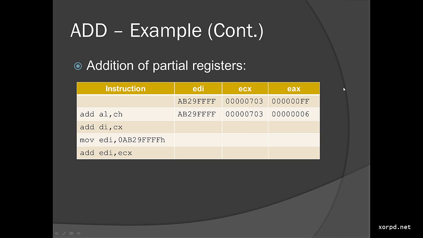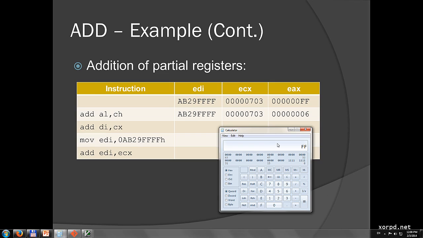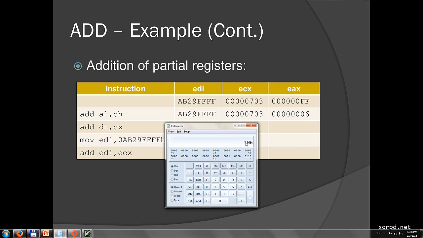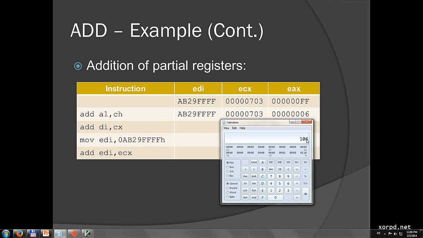We got 6. And why is that? We added 7 and FF, and in the real world we should have got 106, something like that. Let's check out our calculator. If we add FF plus 7, okay, and try to see the result is 106. So where has this one gone to? It was trimmed. You can imagine that it is non-existent, and we only took the lowest 8 bits, the 6, and put it inside AL.